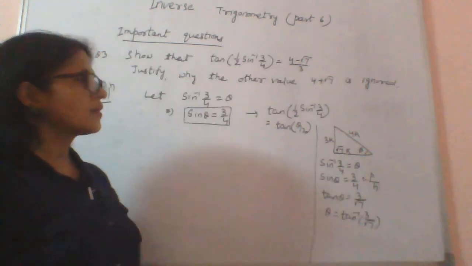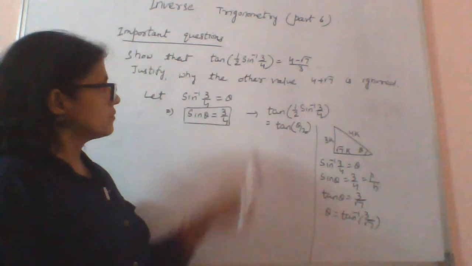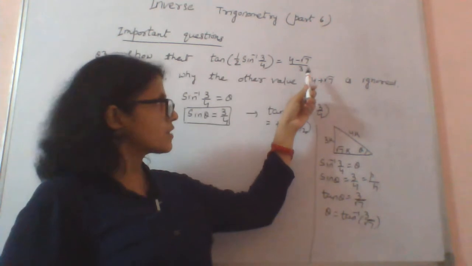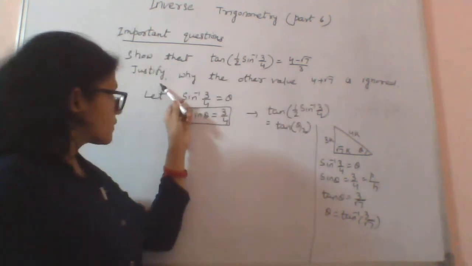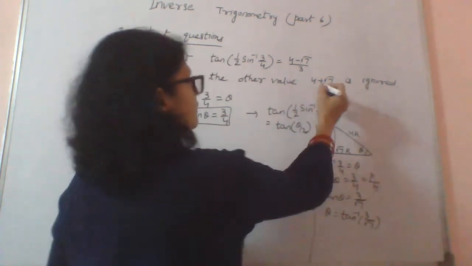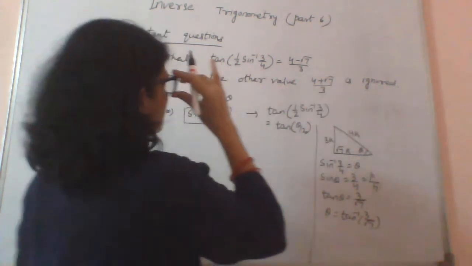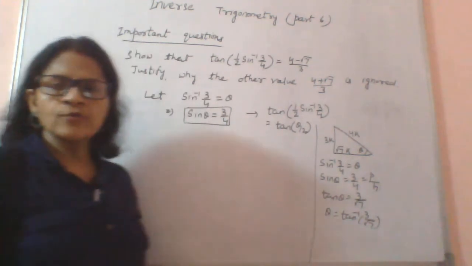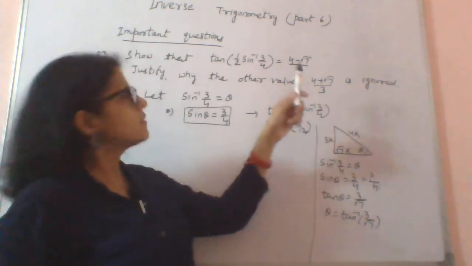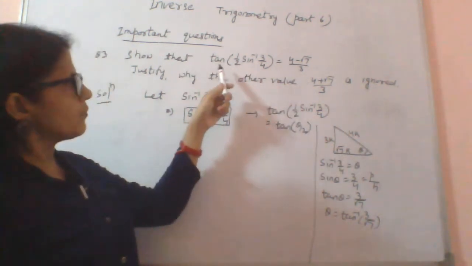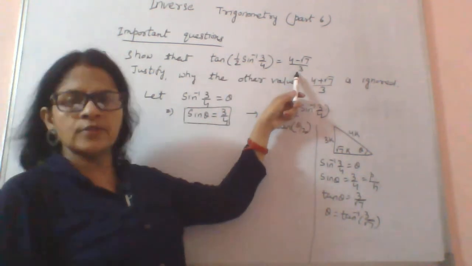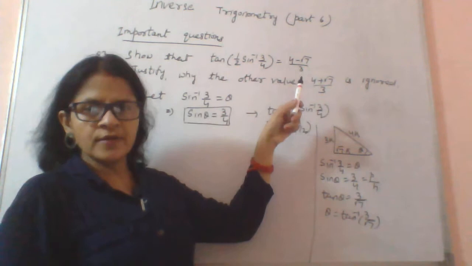Tan half of sine inverse 3 by 4 equals 4 minus root 7 by 3. Justify why the other value 4 plus root 7 by 3 is ignored. Okay, this is the question. So it means it has two values, but why are we neglecting this one, right? And also at the same time we have to prove tan of this equal to 4 minus root 7 by 3. Okay, so this is a very different type of question.